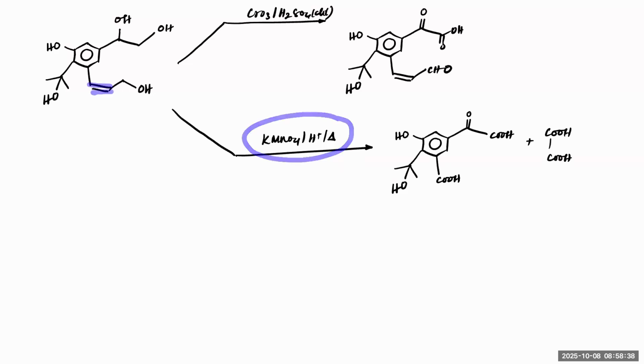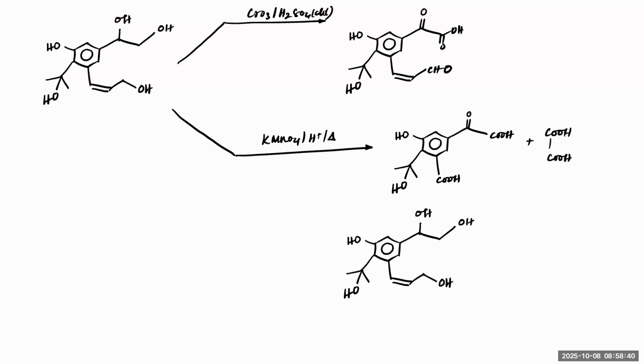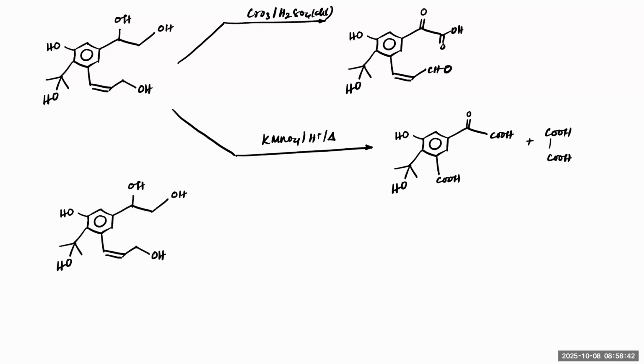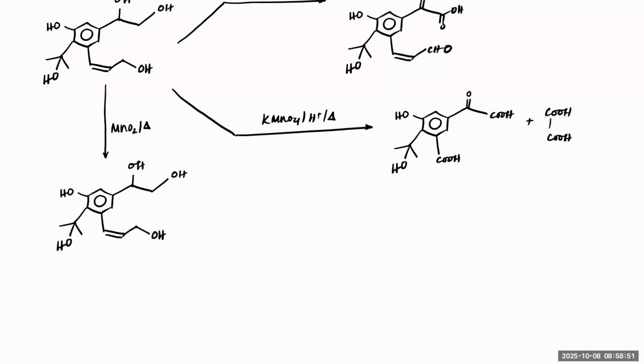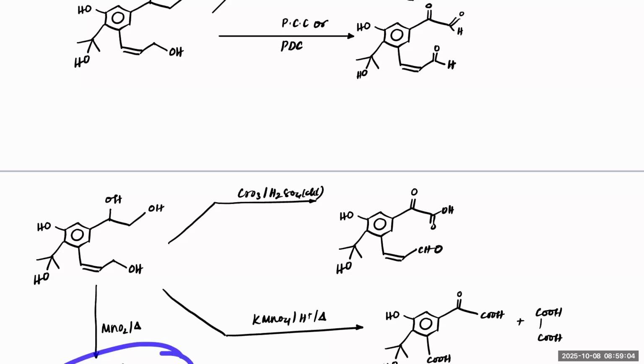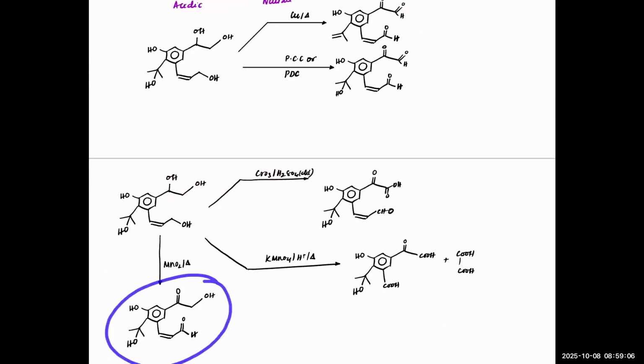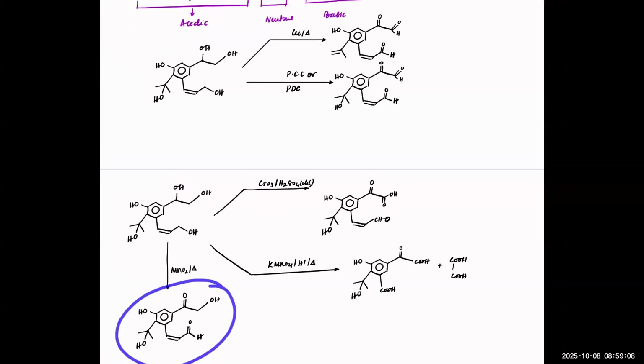Lastly, if I have only MnO2 and heat, MnO2 and heat is specifically for allylic and benzylic oxidation. So only allylic and benzylic. This is benzylic and this is allylic. That's it. This is the product that you will notice. So quickly go through these products. Check it out, beta. I'll give you a minute's time.